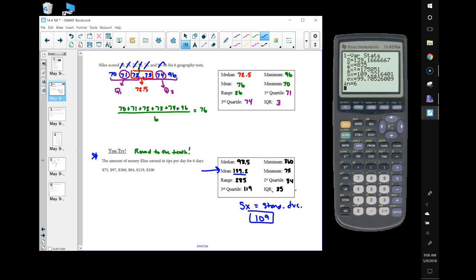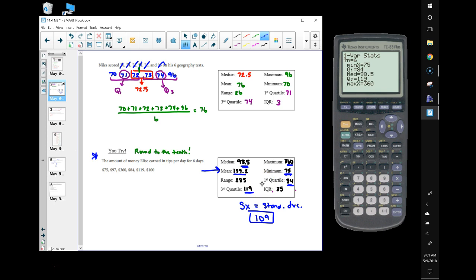But wait, there's more. If you scroll down, you're actually going to get this 5-value summary that we've been looking for. Notice, min X is 75. Here, min is 75. Your Q1 is 84. Look at that. Your Q1 here is 84. Your median, 98.5. Median, 98.5. Q3, 119. There we go, 119. Okay, and it even tells you your maximum. So the calculator tells you all this stuff I've been making you do by hand.